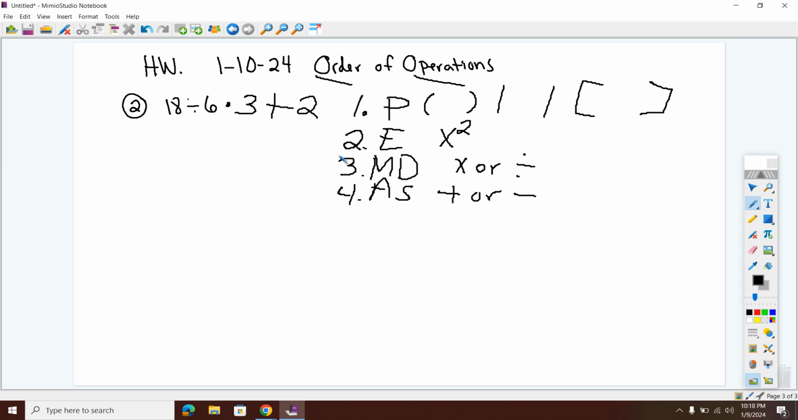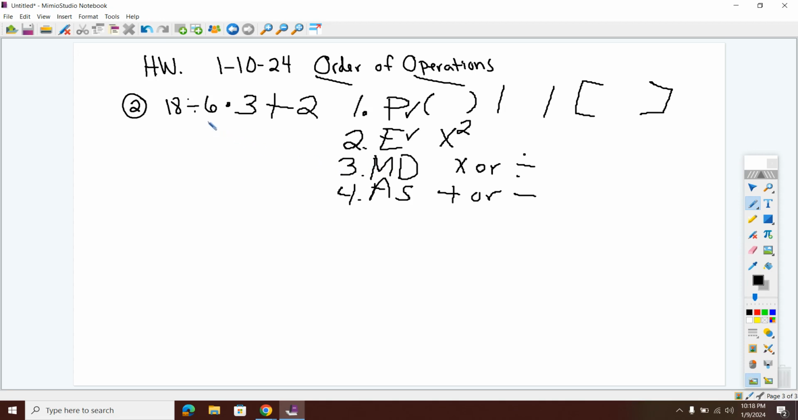So I use this like a checklist. I'm going to look at my expression. And do we see any parentheses here? No, I don't. So I'm going to put a check. I already checked that one. Do I have any exponents, little numbers on the top corner right? No, we don't. So we're going to put a check. Do I have multiply or divide? Yes, I do. We have both.